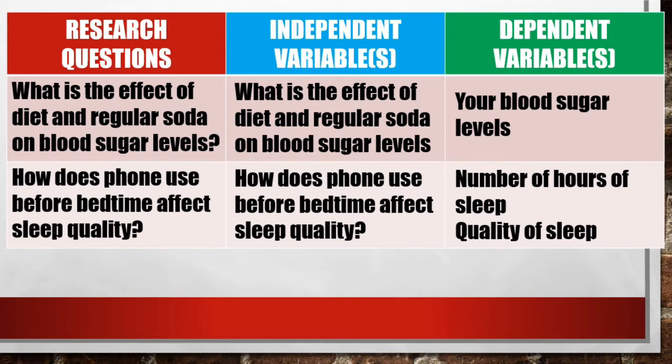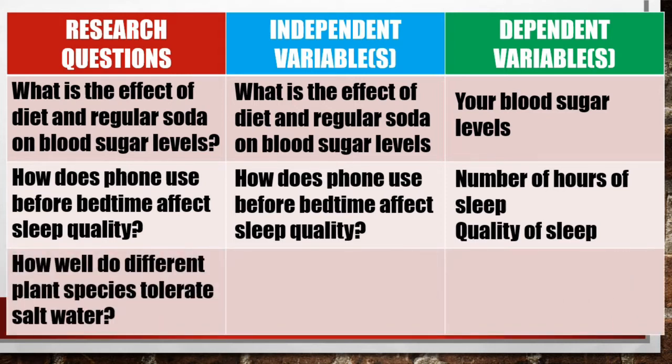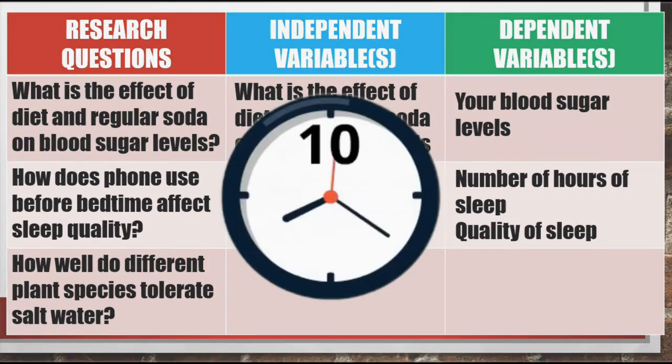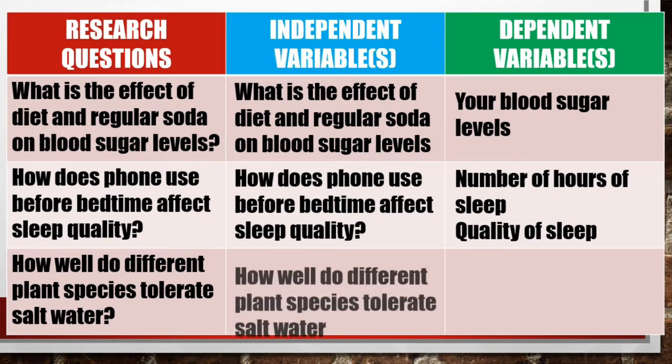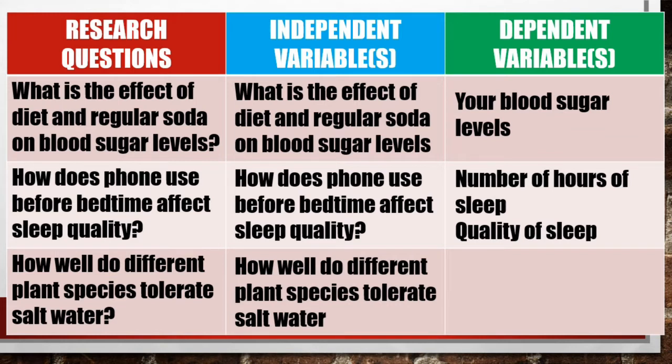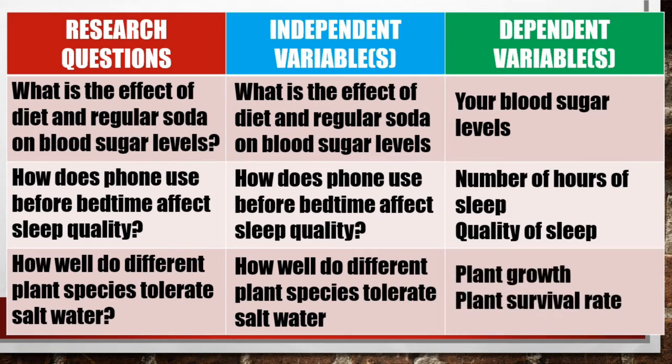Research question number 3. How well do different plant species tolerate salt water? The independent variable is the different plant species. And the dependent variables are plant growth and plant survival rate.